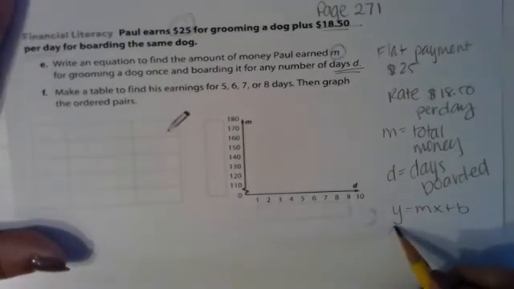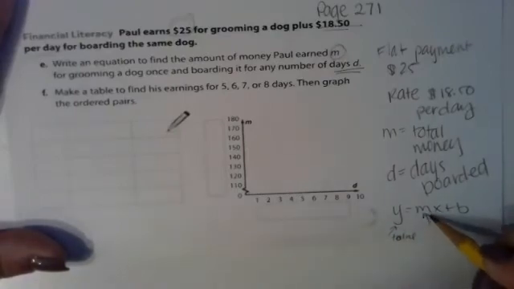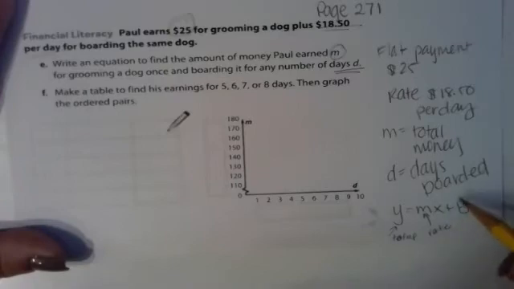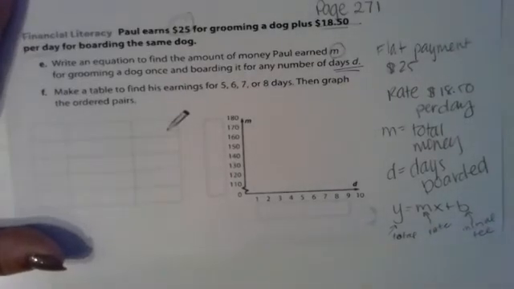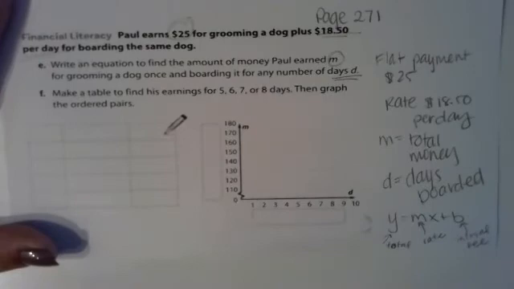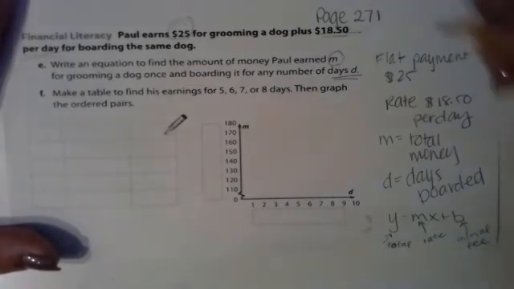So here are my reminders. This here is total. We just wrote this up above. This here is rate. Input, this is initial fee or one-time fee, initial value, y-intercept. Okay?